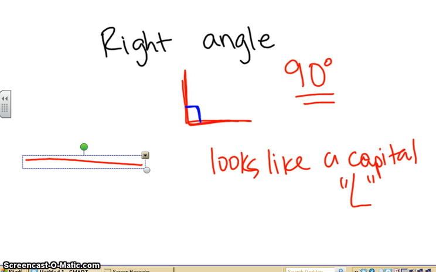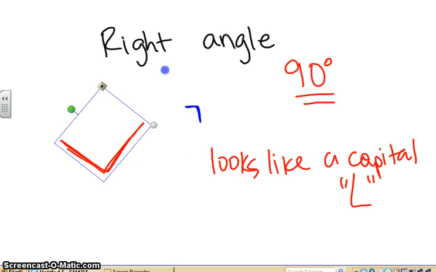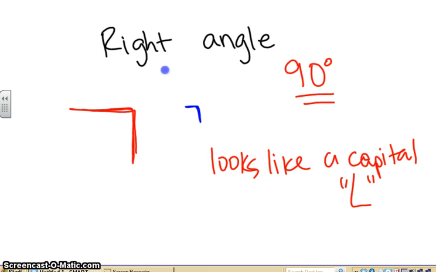Now, the other thing to remember about right angles is that they don't always have to look like the angle I just drew here. If I were to take this angle and rotate it like that, that is still a right angle because if you tilt your head, it still looks like an L. So it doesn't matter which way the angle's facing, it's always going to be a right angle if it measures 90 degrees and if it looks like a capital L. I like to think of the right angle as the perfect angle. It's the easiest angle to identify because it makes a perfect L.